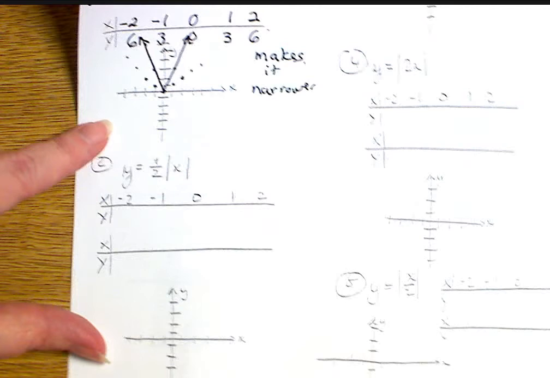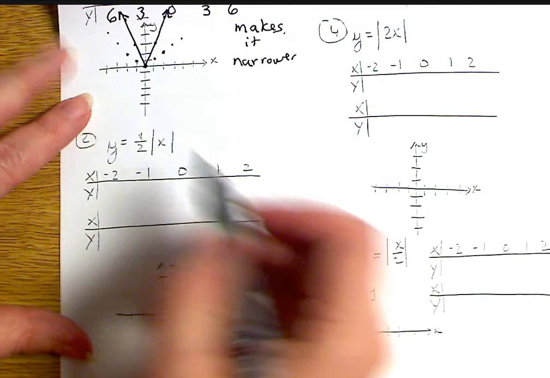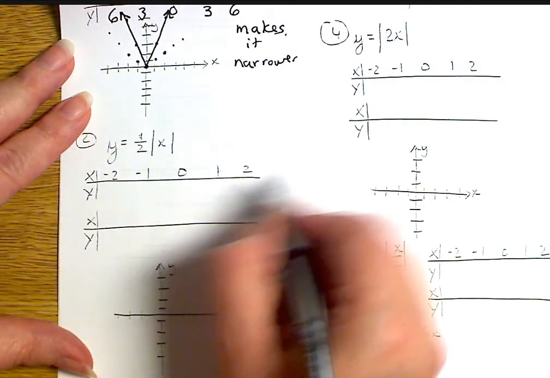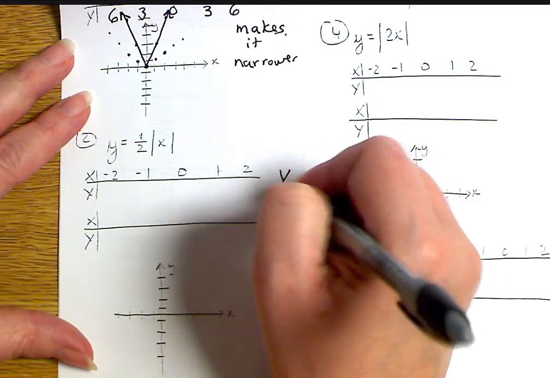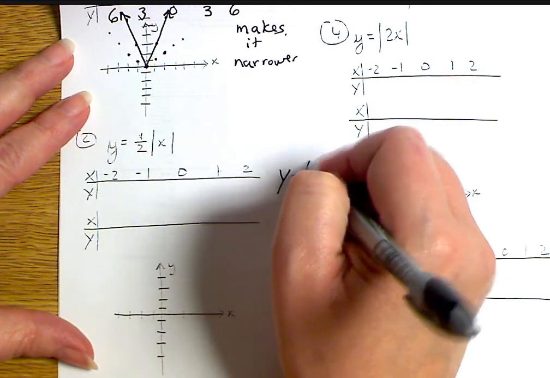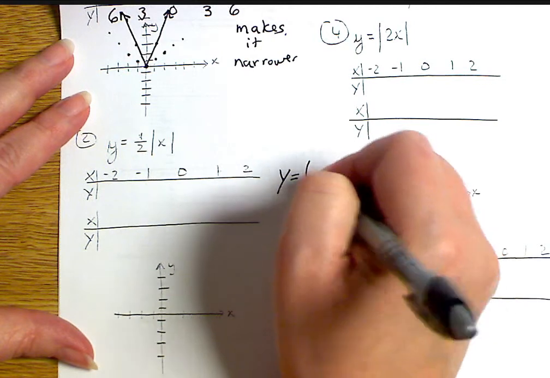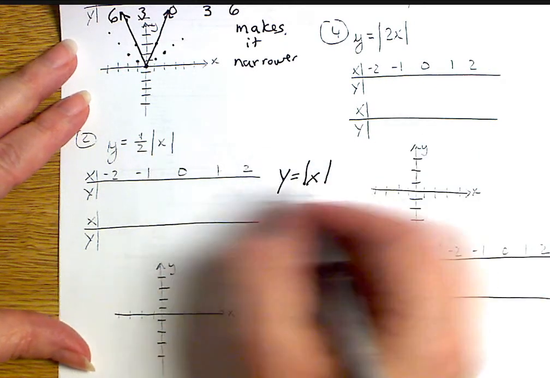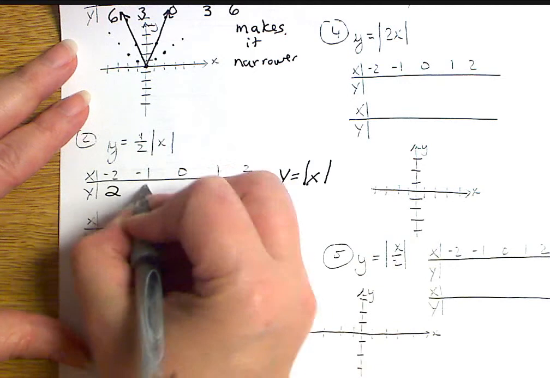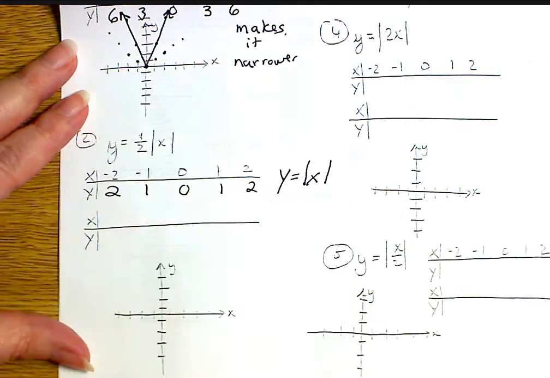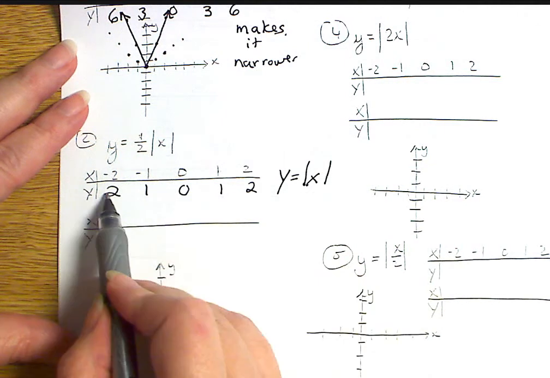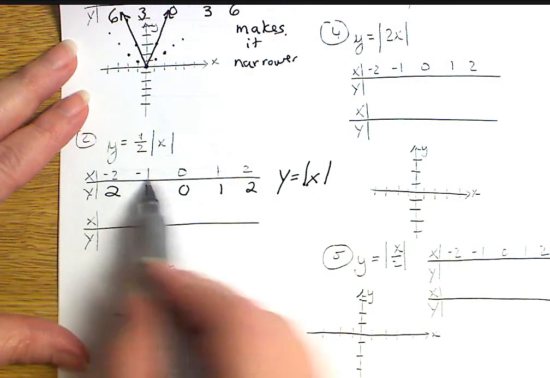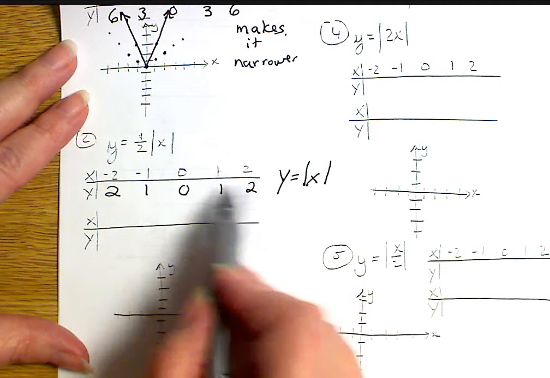The second one, again, first thing, the top line they want you to do is the parent graph. Parent graph is y equals absolute value of x. So always is going to be 2, 1, 0, 1, 2. That's because if you put in negative 2, absolute value is 2. Absolute value of negative 1 is 1. 0, 0, 1, 2.